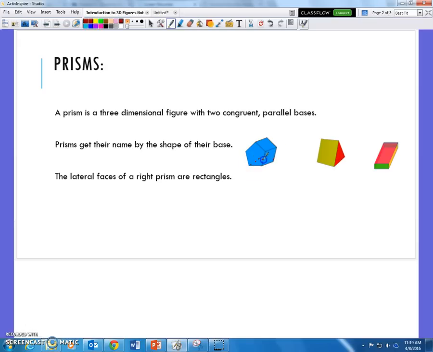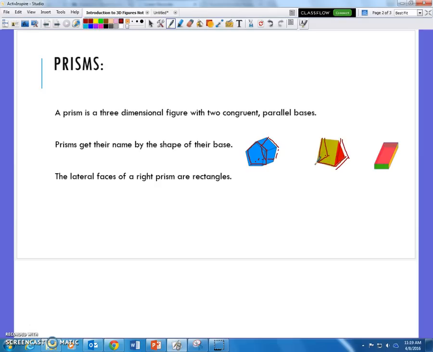It looks like a rectangle, but really the bases are the two that are straight across from each other that are exactly the same. So the two bases that are exactly equal are these pentagons. So this would be a pentagonal prism. Again, this is sitting on what's a rectangle, but that's not the base. The base is actually a triangle because it has a triangle straight across from it.